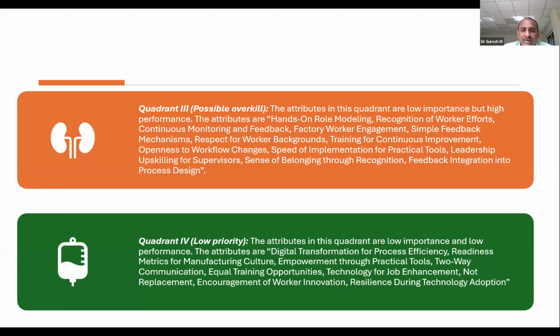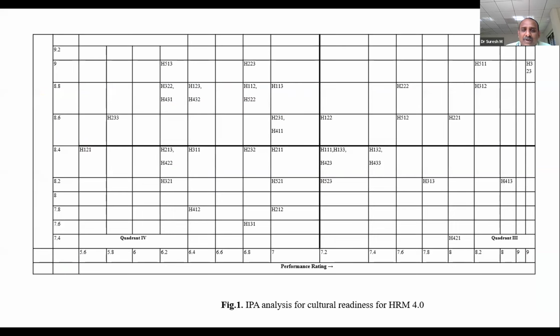Then the 4th quadrant is low priority. These attributes have low importance and low performance, so we give least importance to these factors. From this IP analysis, we get a clear picture of which attributes we need to focus on more and which attributes need less attention. So the manpower and efforts can be channelized toward the attributes where we need to focus. We get this from the importance performance analysis table.